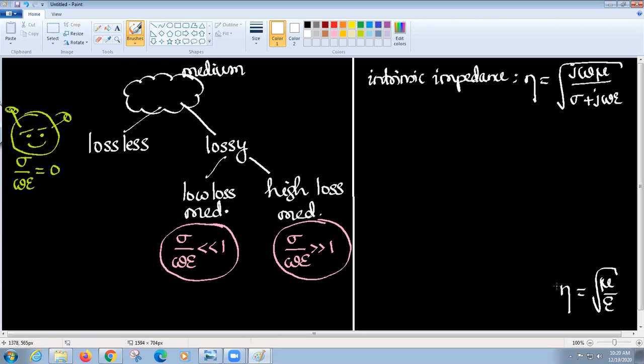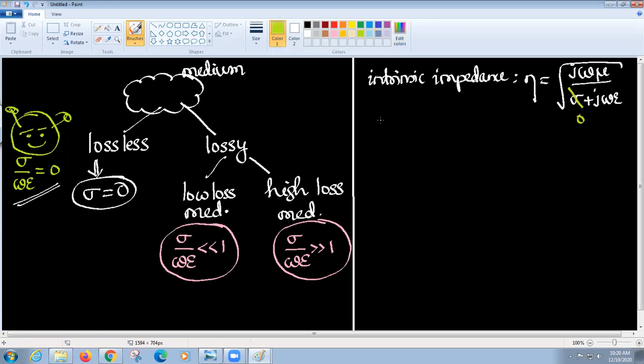Already we proved this one, right? Already we proved this. Yes or not? Yes, sir. So whatever we proved, that we proved for lossless medium. Lossless means sigma equal to 0. Now you put sigma equal to 0 here. Now what you get, eta equal to what? You get square root of mu by epsilon.